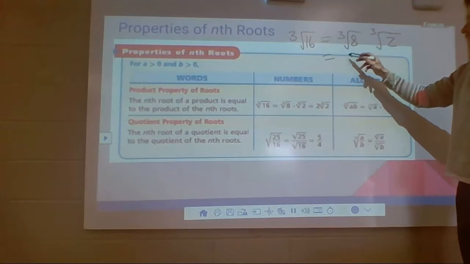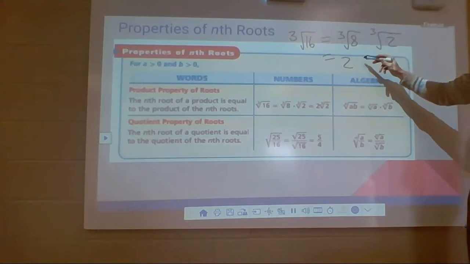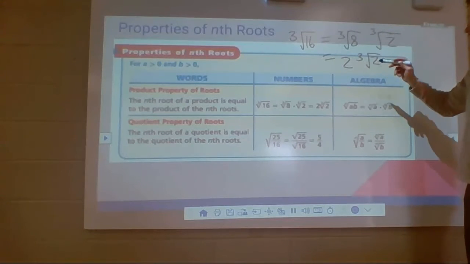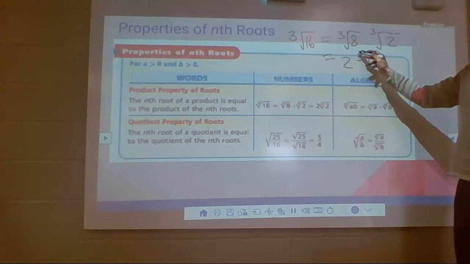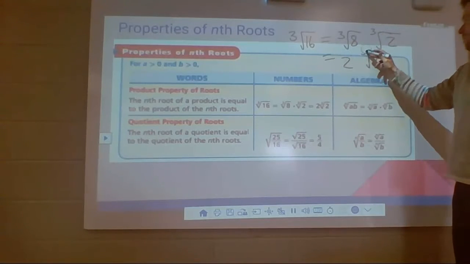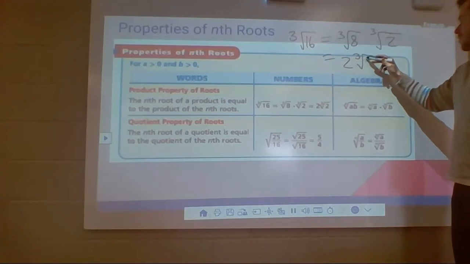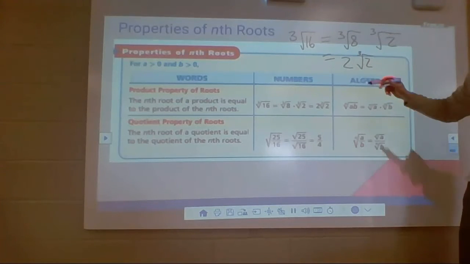The cube root of 8, like we said earlier, is 2. But we cannot simplify the cube root of 2. So we have to say 2 times the cube root of 2 is how we would simplify the cube root of 16. Let me write that a little differently so that it looks more like the index. So 2 times the cube root of 2. There we go, that looks better.